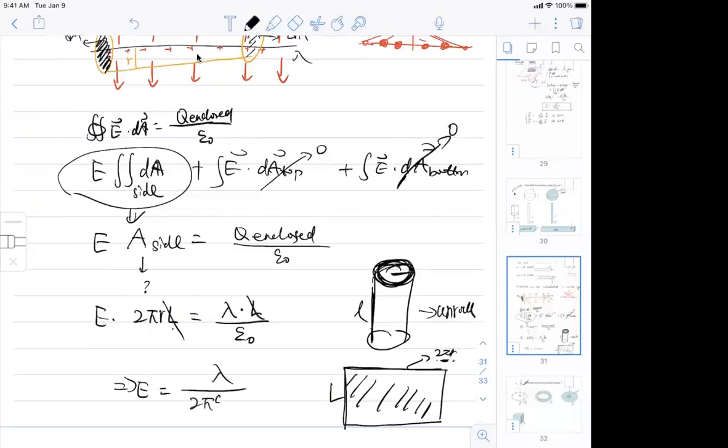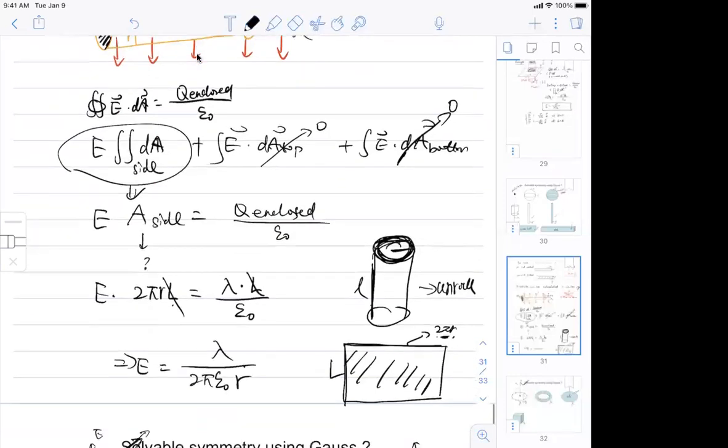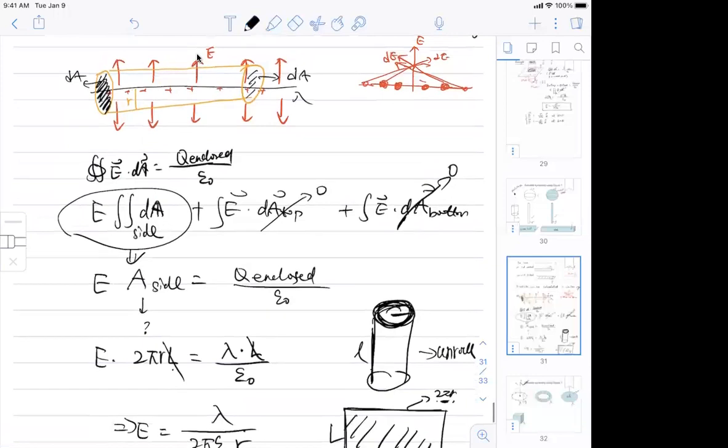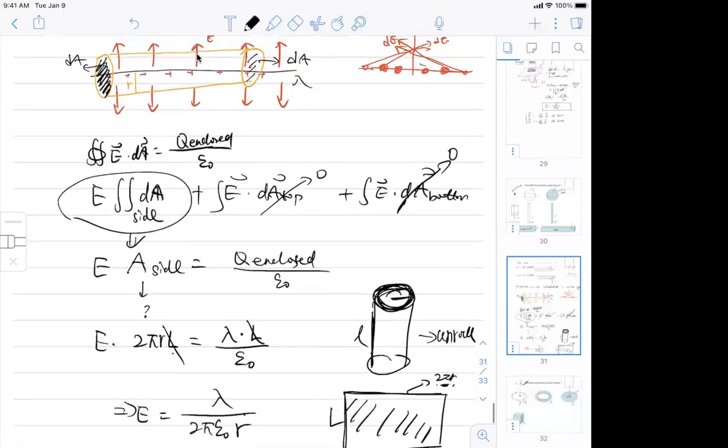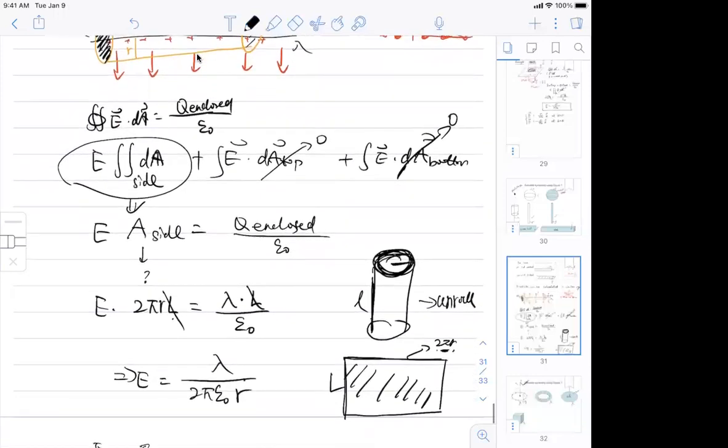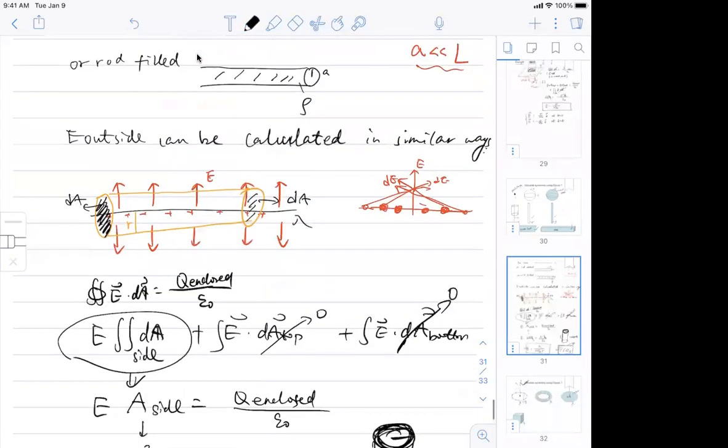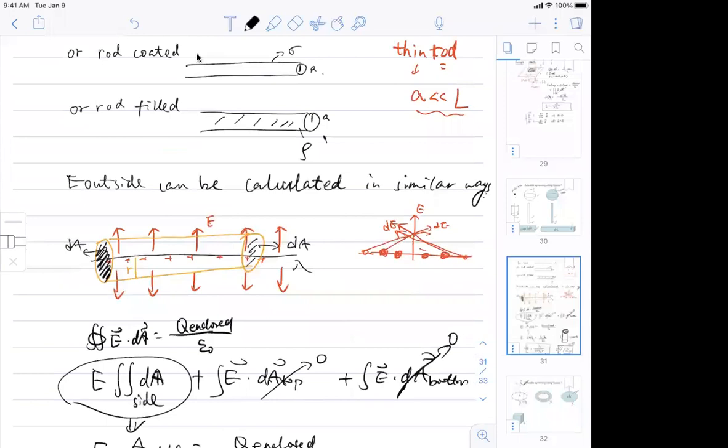Lambda over 2 pi epsilon naught R. Okay, so it's pointing directly away from the rod. So this is for the rod. For this and this, they're very similar.